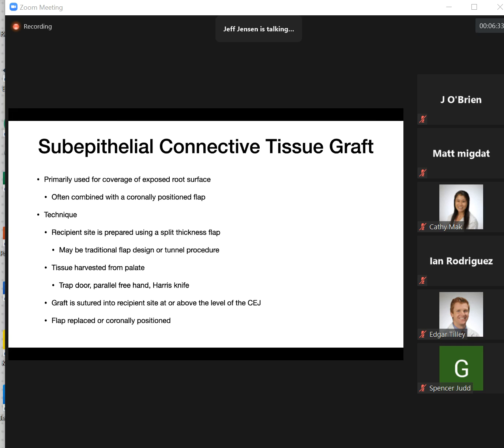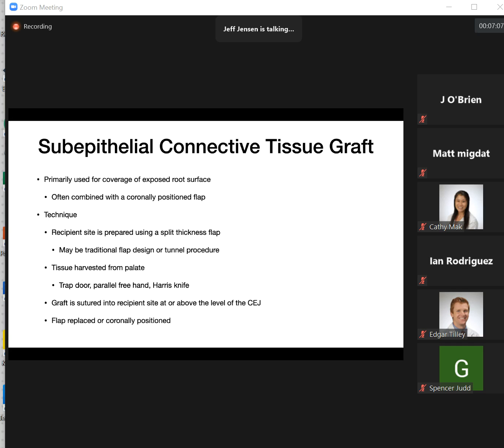So we use a split thickness flap, meaning I'm not necessarily trying to remove all the periosteum. So we're essentially just creating a flap or a pouch or envelope for the graft to be placed into. And so this can be done with, we use a blade to do incisions, both sulcular and vertical if we need it. And we use some instruments to essentially release the flap and loosen the tissue around it.